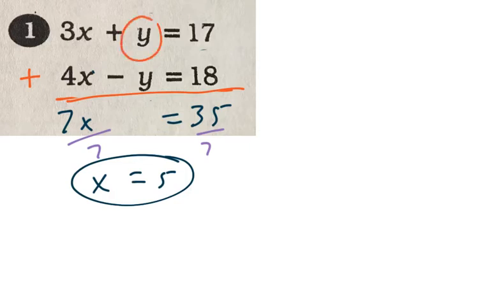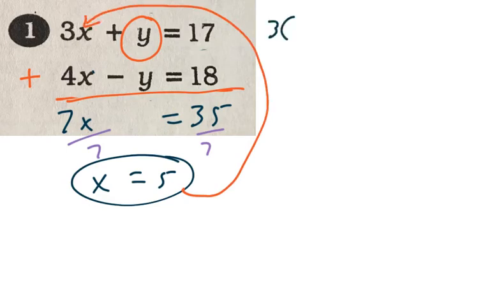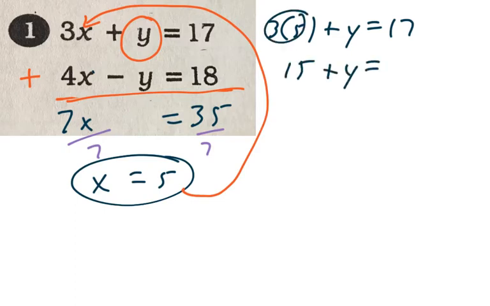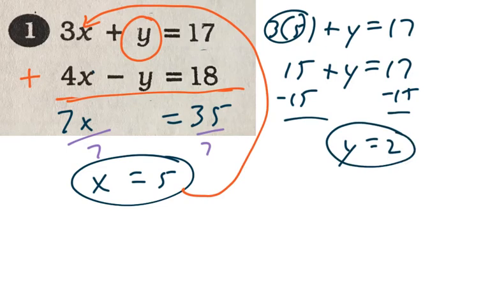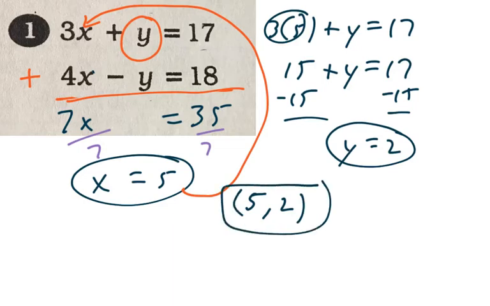What's important is pick the one that's easier. And to me, I'd rather do the one that has a positive y in it. So I'm going to plug that 5 in for x. And that means I'll have 3 times 5 plus y equal to 17. And of course, 3 times 5 is 15. Plus y equals 17. And when I minus 15 both sides, y is 2. So my overall answer is x is 5, y is 2. And that's how you solve it.